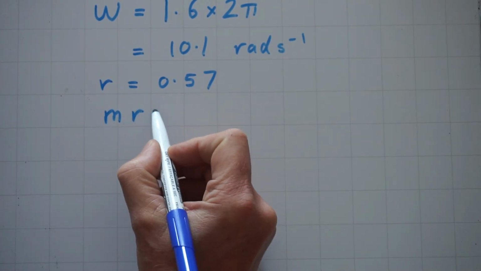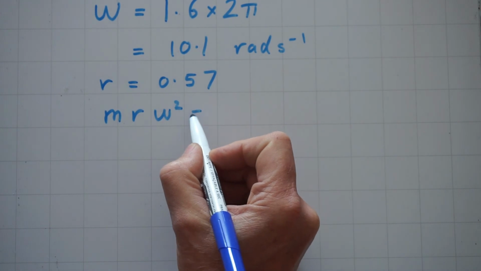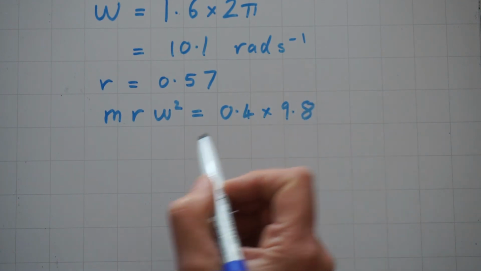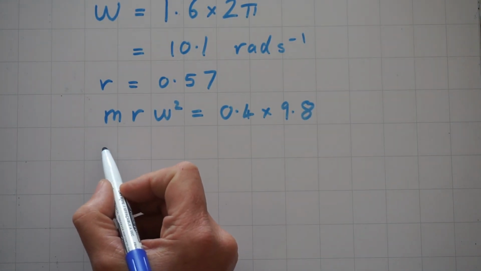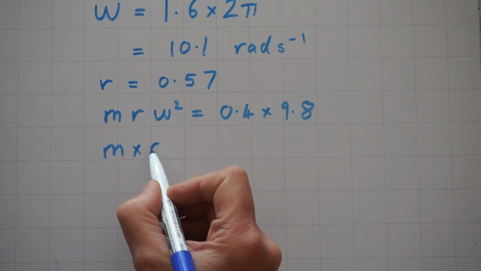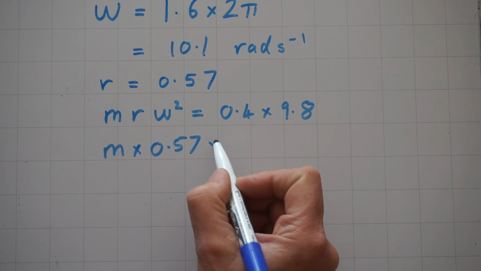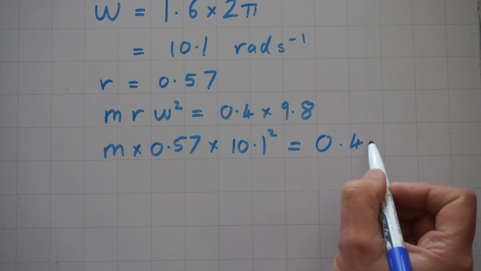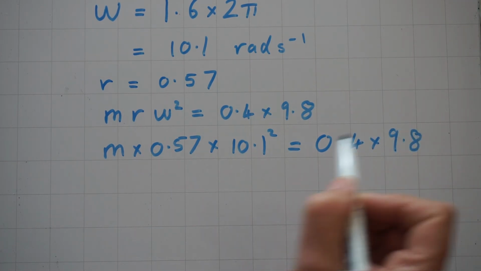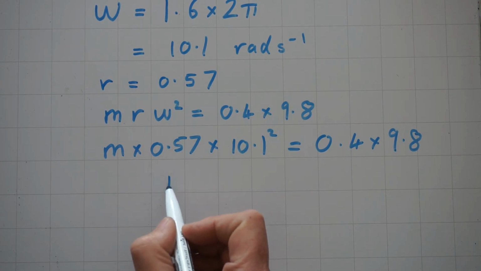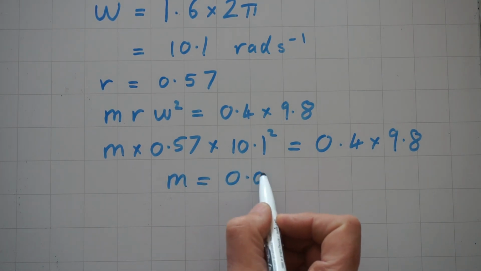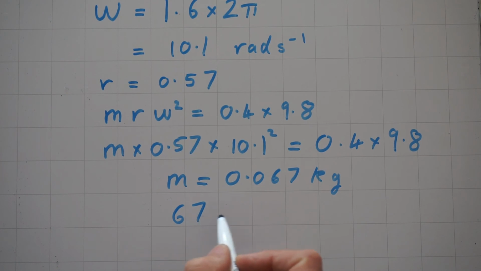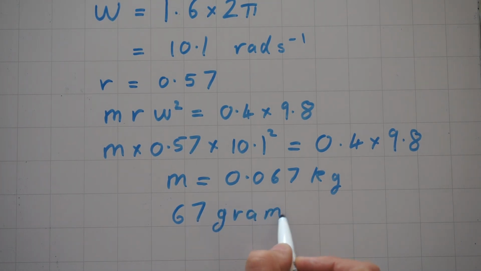m r omega squared equals 0.4 times 9.8. Substituting into this, we have the m, which we're trying to find, the radius 0.57 times 10.1 squared equals 0.4 times 9.8. If we solve this for m, we will get m equals 0.067 kilograms, or 67 grams.